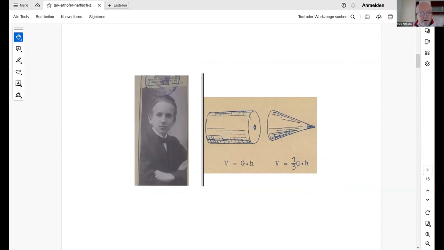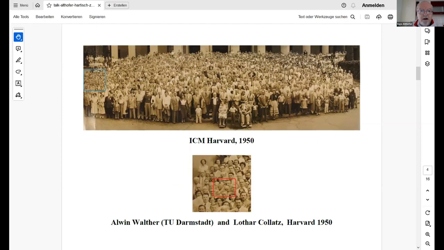Let me show you a photo of Collatz in very young years, age 16 or so, and another photo from the Darmstadt years, where the V2 ballistics was developed. Now a photo of the participants of the International Congress of Mathematics in Harvard. Very large crowd. You see in the upper photo, I have a blue frame on the left side, and that is larger below. And there you see a red frame, and in that red frame, a person marked with X and another one with Y. X is Alwin Walter, professor in Darmstadt and the manager of the V2 ballistics project. And the person with the Y, you see his face only half, only the eyes, is Lothar Collatz.